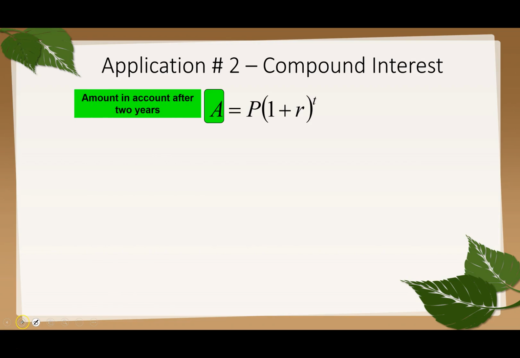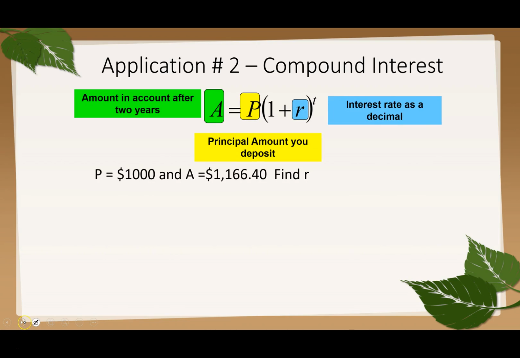All right, let's do another one. The amount in the account after 2 years, principal, rate, and time. So now let's say that I have $1,166.40. I originally put in $1,000. I don't know what my R is. I know that we're talking about 2 years.